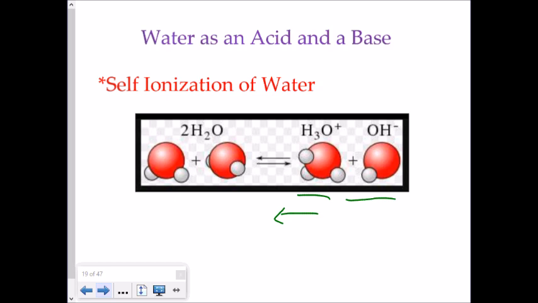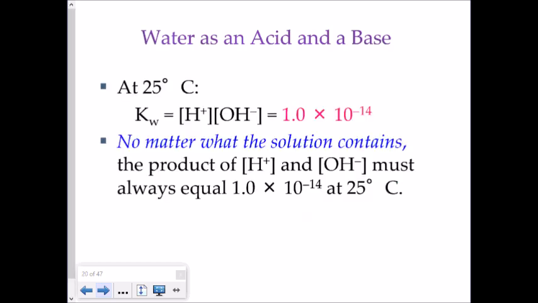So 2 waters react with each other to make hydronium and hydroxide, and then as quickly as that's formed, it will shift back the other direction. So it's a very dynamic equilibrium, a constant process happening. Okay, so we're going to be looking at the equilibrium constant of water then. They give water its own equilibrium constant because it reacts with itself. So we call that Kw.